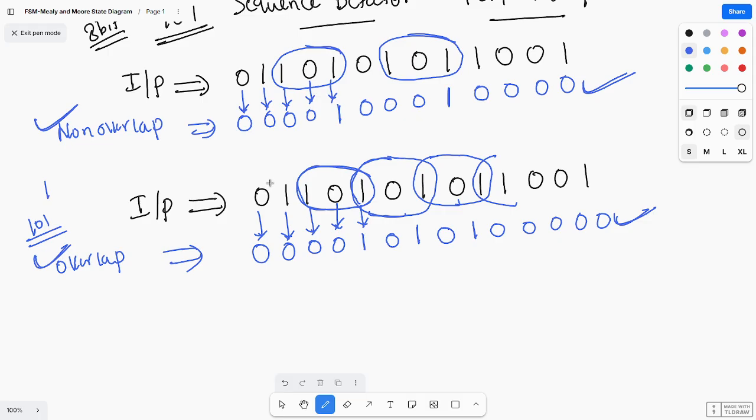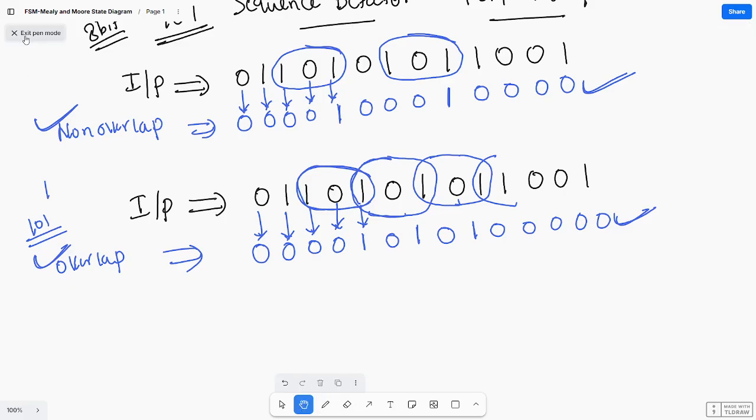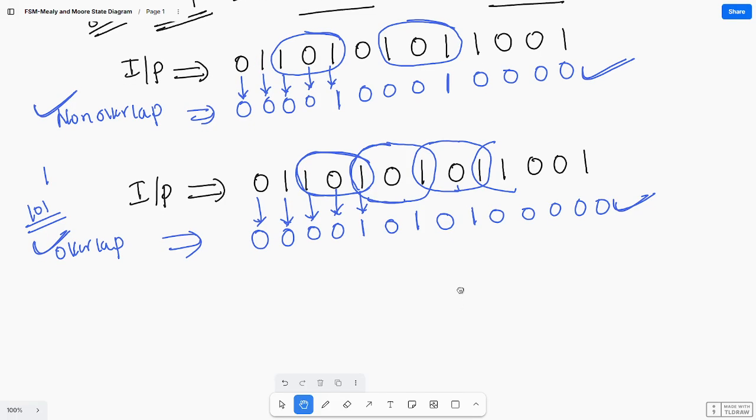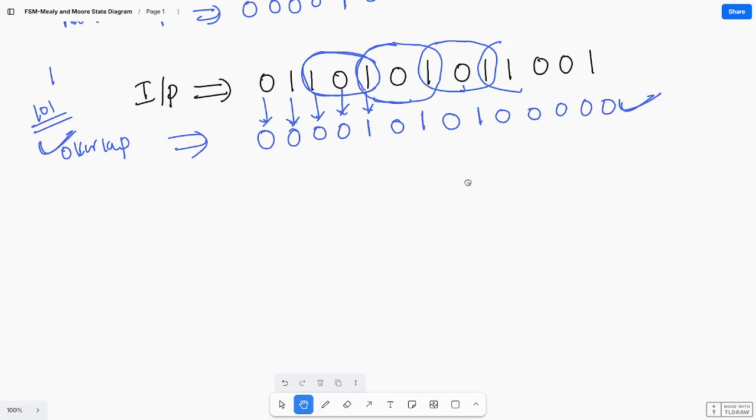So this is about the sequence detector. Today I will explain how to draw the sequence state diagram for Mealy non-overlapping, and tomorrow we will see the design part: how to design this Mealy FSM for non-overlapping and overlapping. Is it fine? Shall I move forward? Any queries, any doubts? No doubts, sir.